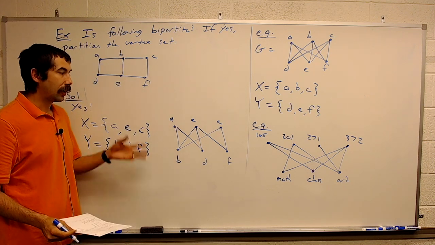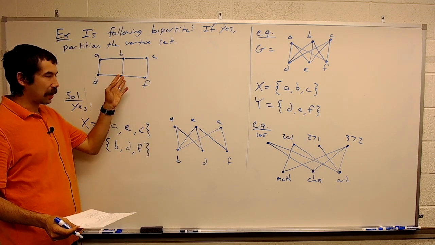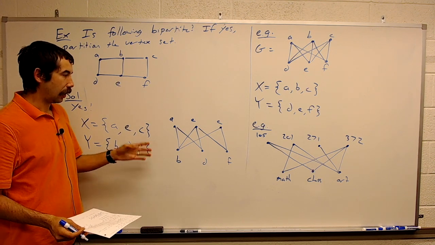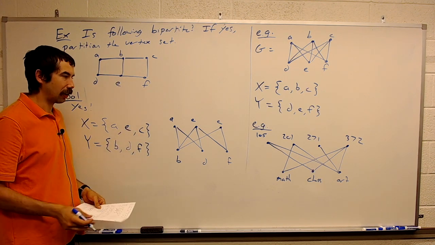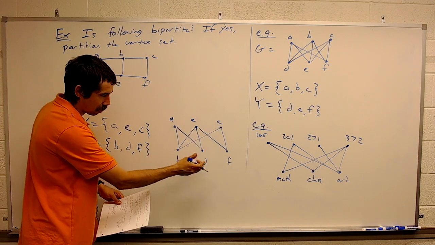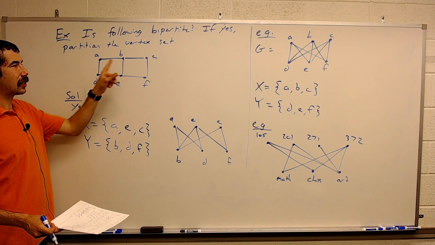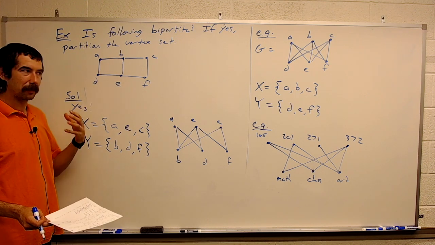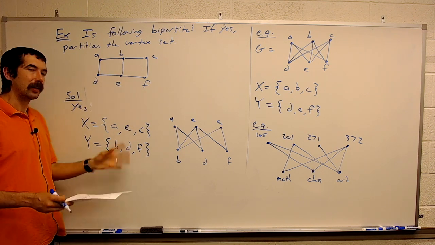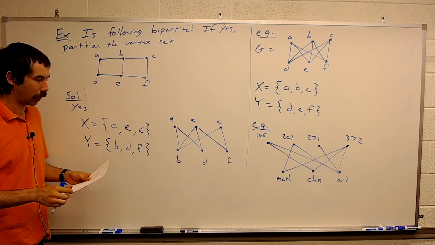All right, and so now it's very clear. This is the same graph, and it's very clear that this is a bipartite graph, right? There's no edges from x to x. There's no edges from y to y. So just because it's not drawn like a bipartite graph doesn't mean it isn't a bipartite graph. You might have to move things around a little bit to check.